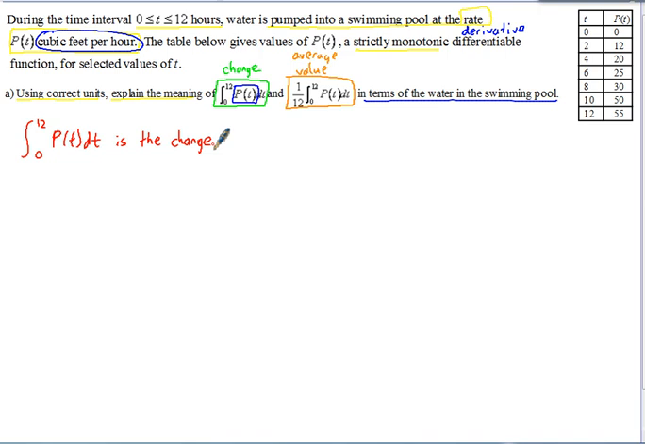Now, what is it the change in? Well, it depends on what P of t is the derivative of. P of t represents the rate water is being pumped into the swimming pool. And look at the units, cubic feet per hour. So if it's in cubic feet per hour and you integrate that, think about what happens with the units here.